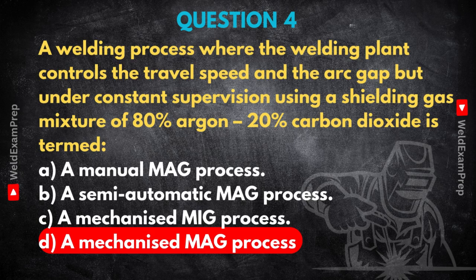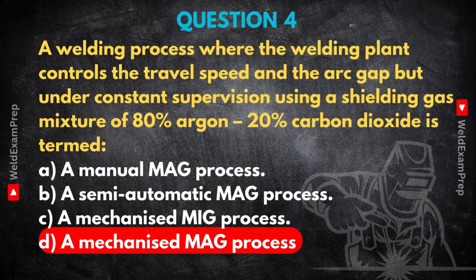Different from fully automatic, where there's basically no human intervention during the weld. And semi-automatic. Semi-automatic usually means the wire feed is automatic, but the welder is moving the torch, controlling the travel speed manually. So plant controls point strongly to mechanized. Okay, clue 1, mechanized. What about the gas?